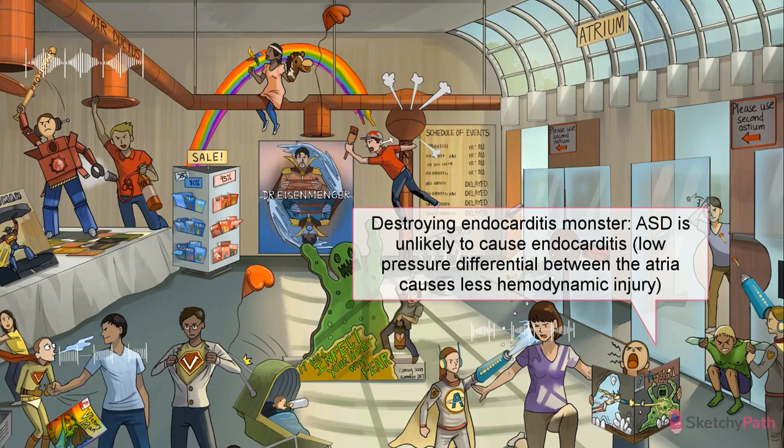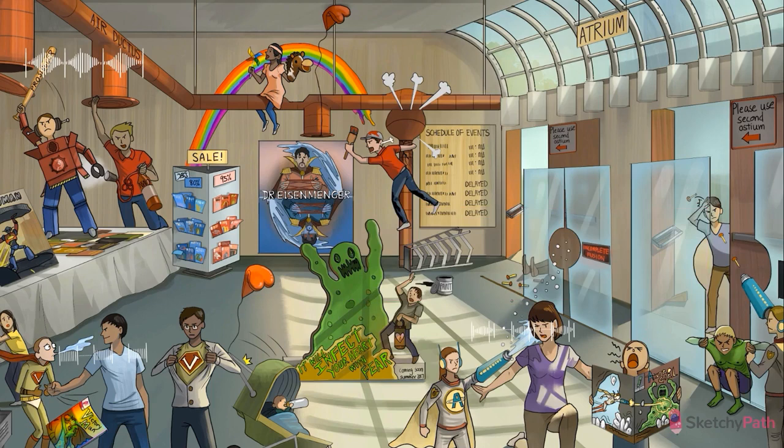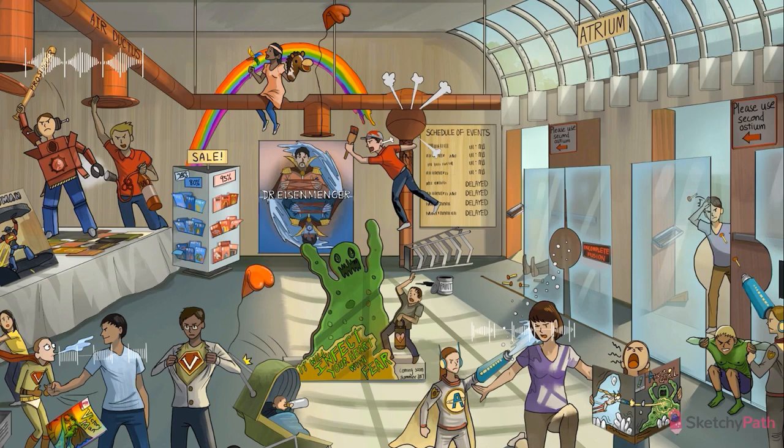Let's see here. To sum up the sketch, I'd like to reiterate that VSD, ASD, and PDA are left to right shunts. These are your pink babies. Cyanosis develops later, in adolescence. When they do turn blue, it's due to pulmonary hypertension reversing the shunt. Dr. Eisenmenger strikes again.